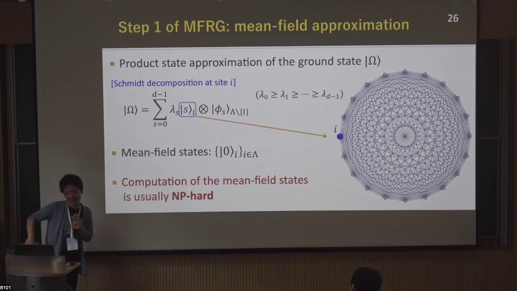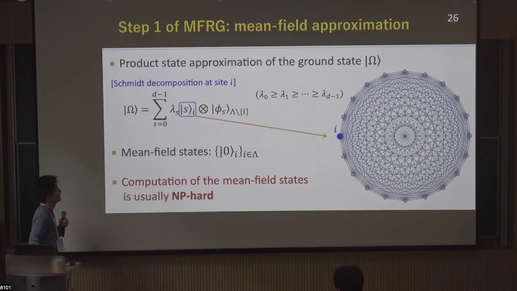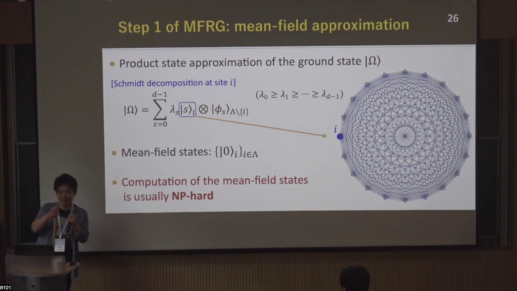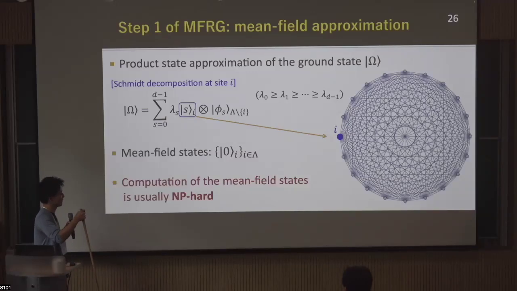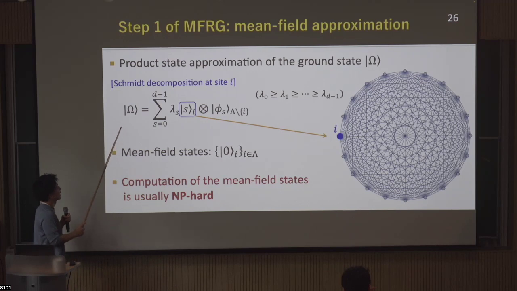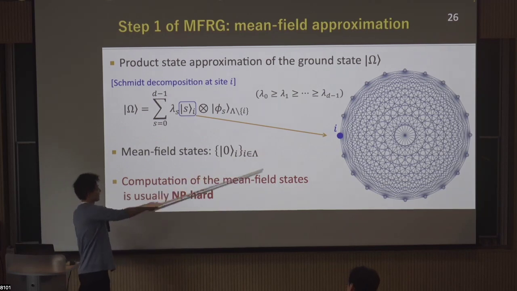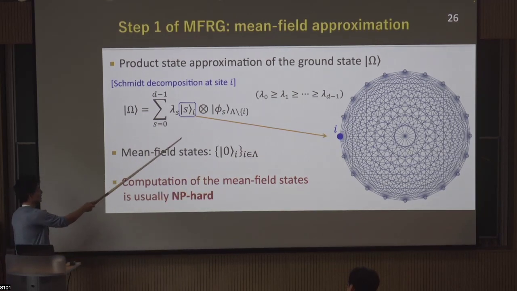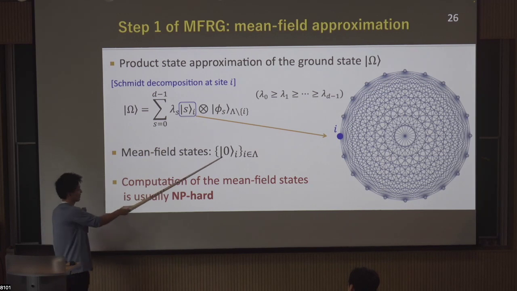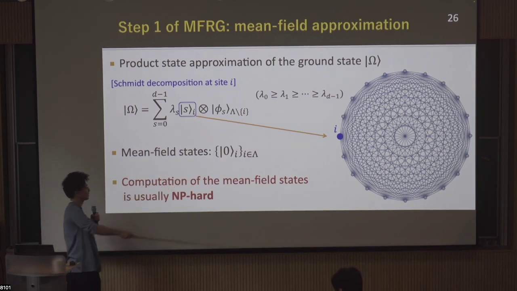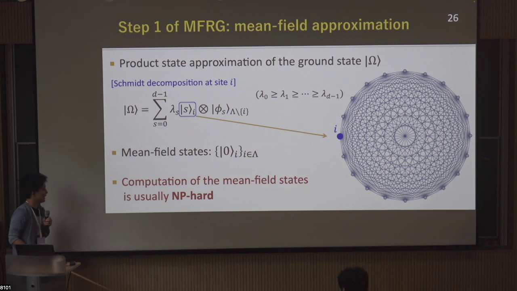In step one, I first consider the mean field approximation. Roughly speaking, it is the approximation by a product state. We approximate the ground state by a product state, defined using the Schmidt decomposition of each site i. For each site i, we adopt the quantum state with the largest Schmidt coefficient as the mean field state. This state is defined by 0, and lambda 0 is the largest Schmidt coefficient.